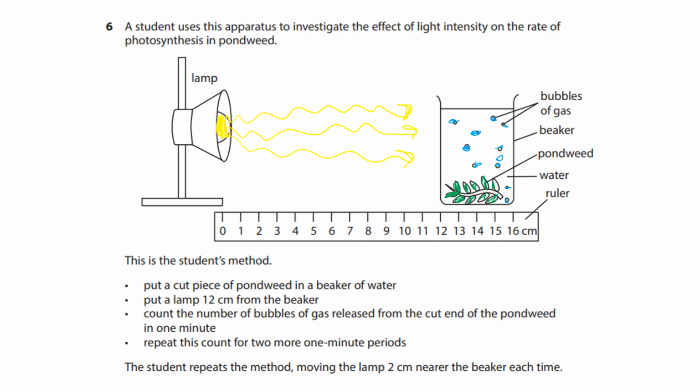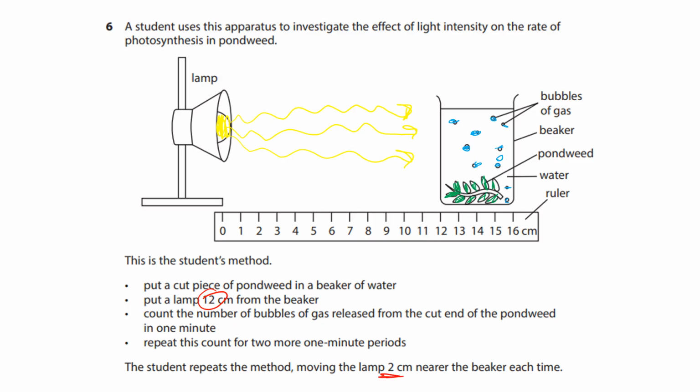Okay, so this is the student's method. Put a cut piece of pondweed in a beaker of water. Put a lamp 12 centimeters away from the beaker. Count the number of bubbles of gas released from the cut end of the pondweed in 1 minute. Repeat this count for two more 1-minute periods. The student repeats the method moving the lamp 2 centimeters nearer the beaker each time.